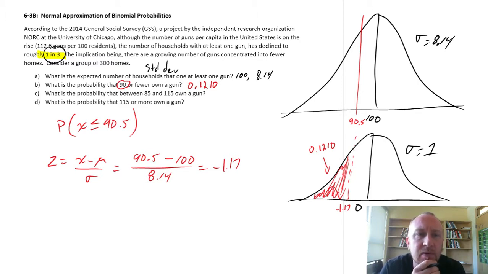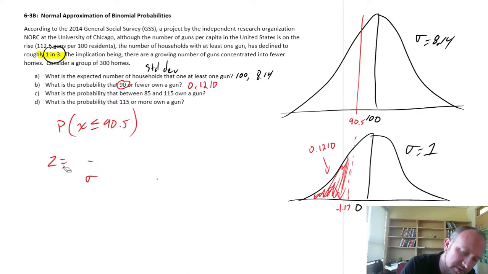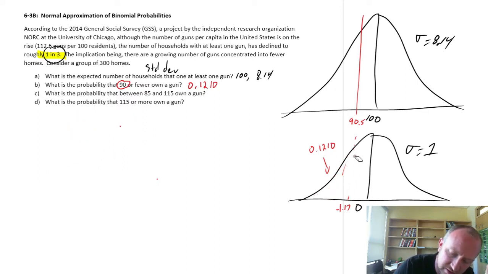Part C: what is the probability that between 85 and 115 own a gun? Okay, so let's get rid of all of this nonsense.